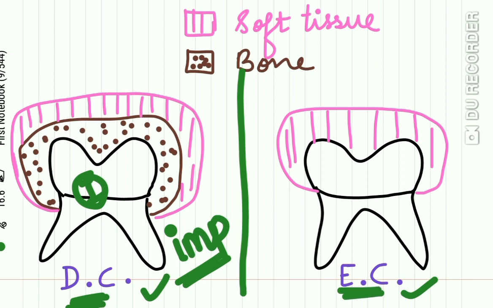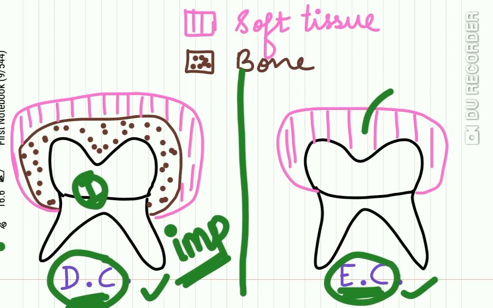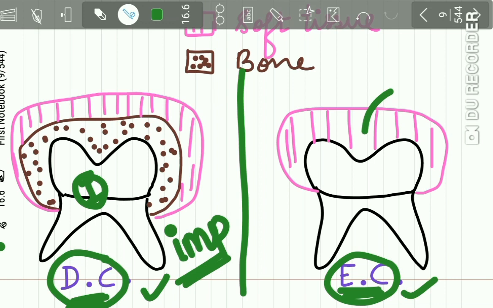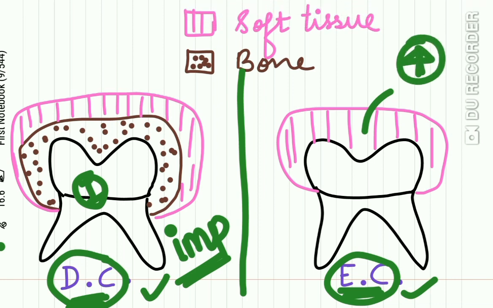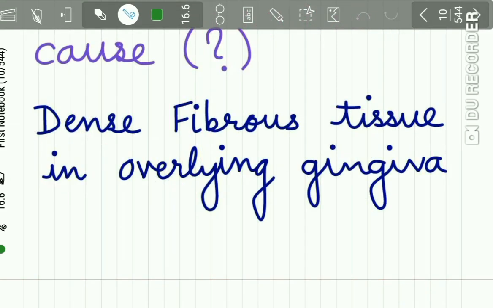While in the eruption cyst, this tooth has erupted from the bone. It has crossed the bone but not the overlying soft tissue. So, in the dentigerous cyst, the impacted tooth is still present in the bone, while in the eruption cyst, the tooth has crossed the bone but not the soft tissue. So, remember this difference between dentigerous cyst and eruption cyst.